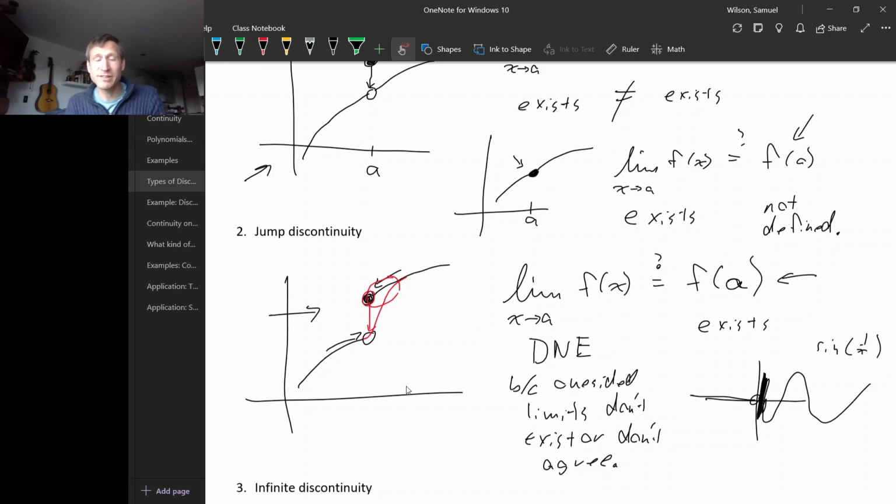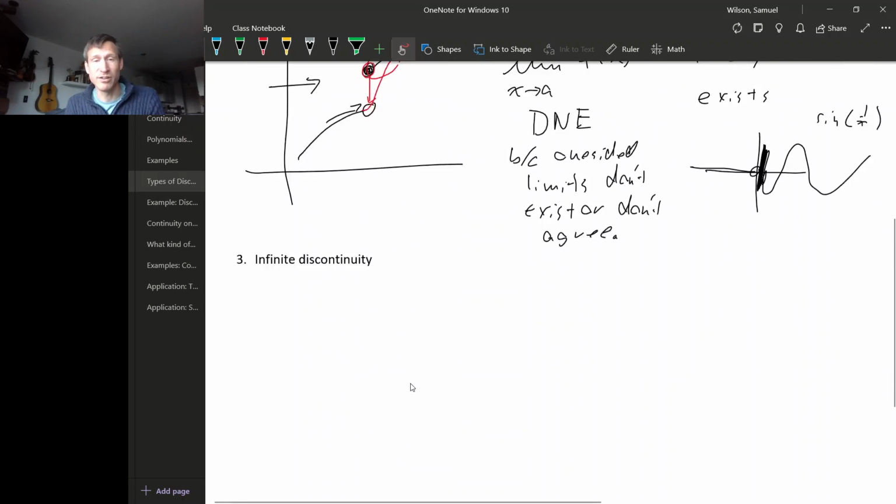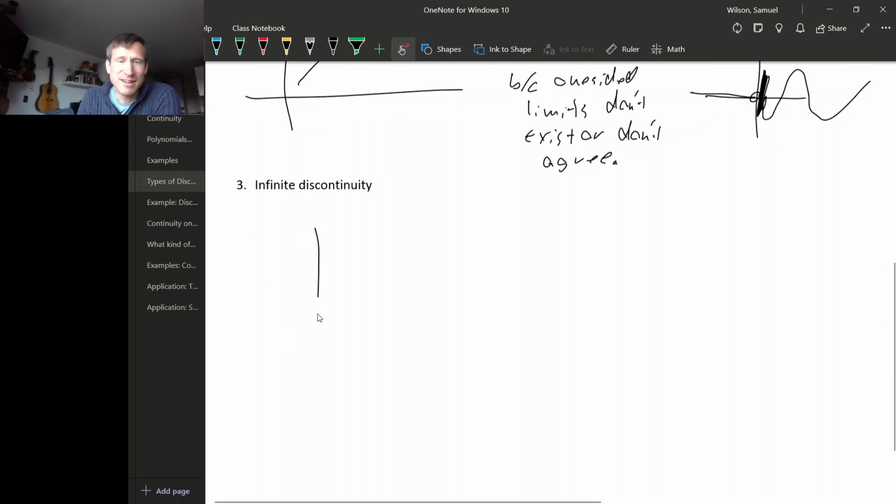The third kind of discontinuity is an infinite discontinuity, and an infinite discontinuity is like many rational functions have, so something like this.